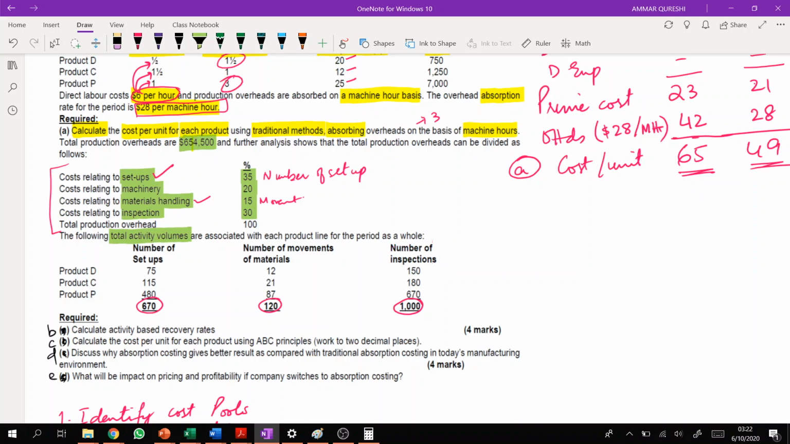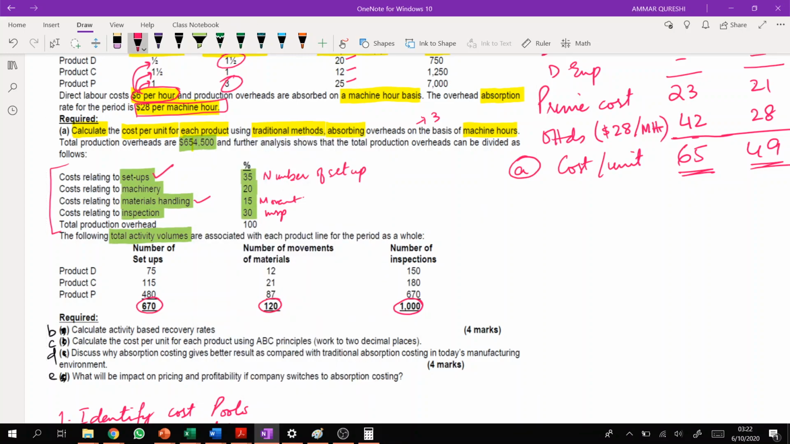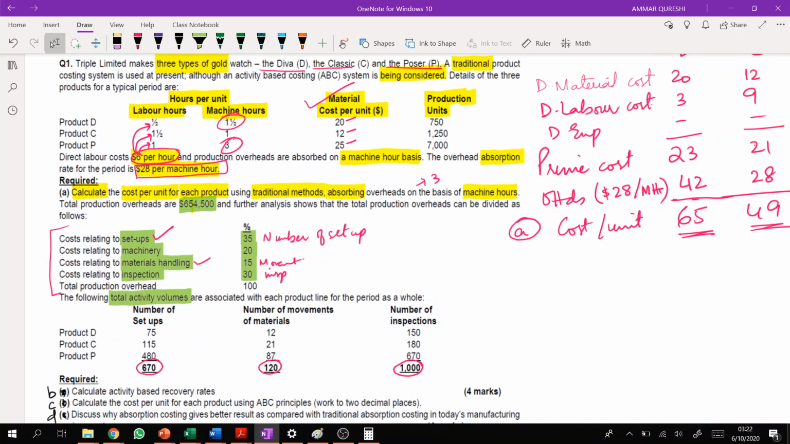How will you distribute machine related cost? See, don't force anything, right? All of these three cost drivers have nothing to do with the machine hours, right? So don't forcefully create any link between cost driver and cost pool. On what basis can machine related cost be distributed? The best answer is machine hours. So machine hours are not given here.